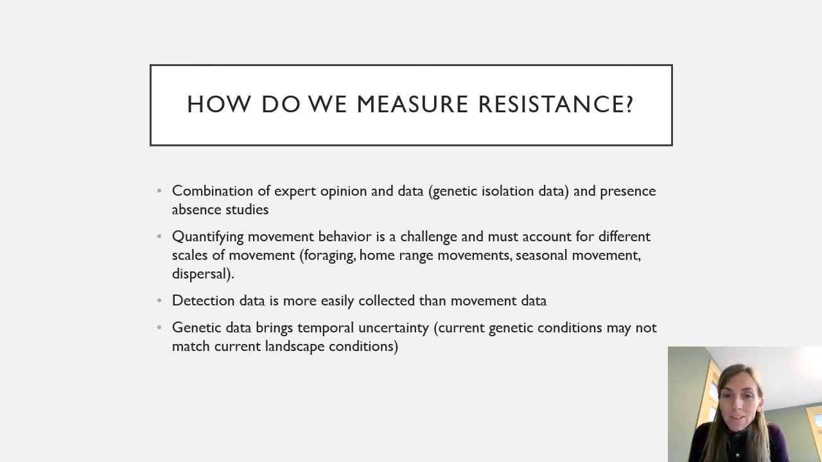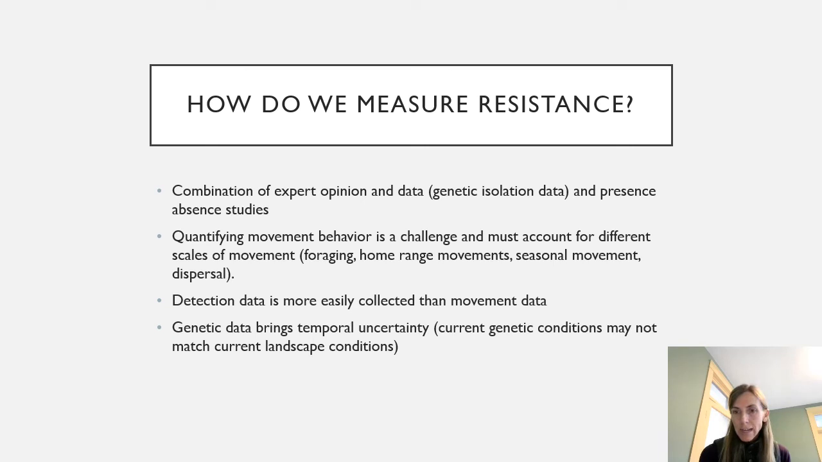Quantifying movement behavior is a challenge, and we have to account for the different scales of movement. What type of movement are we thinking about when we are modeling? At what scale? A lot of times we look at dispersal distance, which is going to be different than home range movements or foraging behavior. So we see different scales of movement that are often different temporally as well. And that's an important functional consideration for our models.